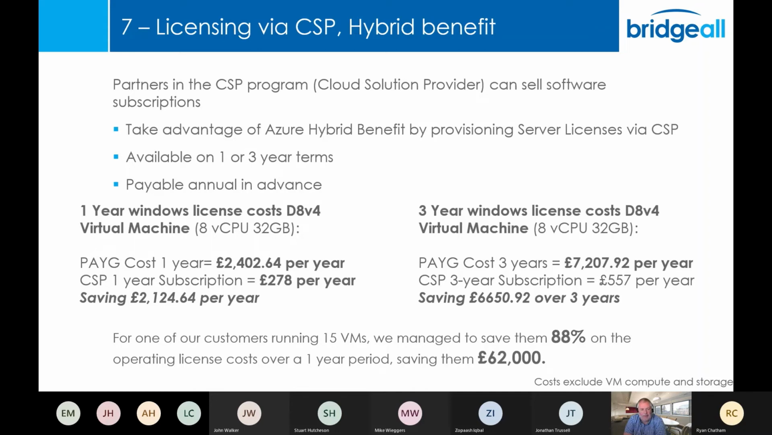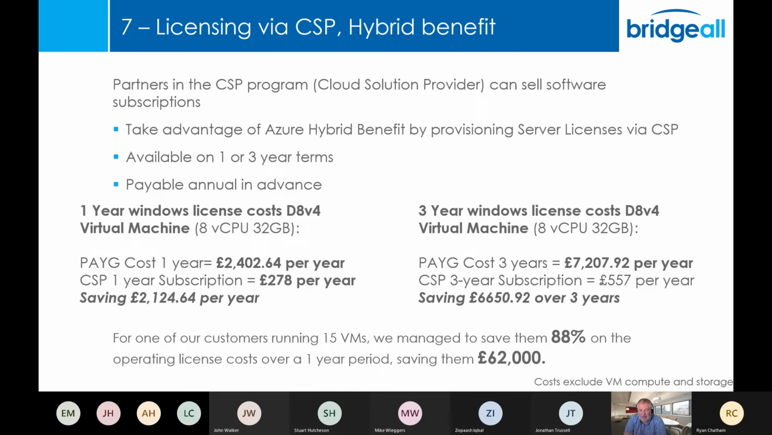To give you some examples of the savings available, for a 1 year instance on that same 8 CPU 32 gig of RAM machine, it's £2,400 per year for pay as you go, whereas the cost would be £278. So that's a massive saving of over £2,100 if you take that route. On the 3 year, you can increase those savings to around £6,650.